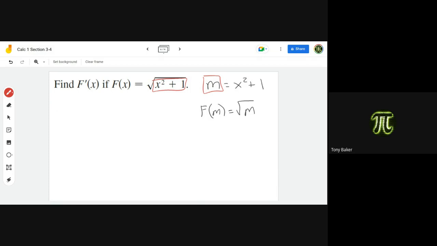I can technically replace anything I want, on purpose. It's in essence the same thing as saying g of x and f of x. Exact same thing. F of m would be the square root of m, and if I replaced it with the x squared plus 1, it'd be f of x.